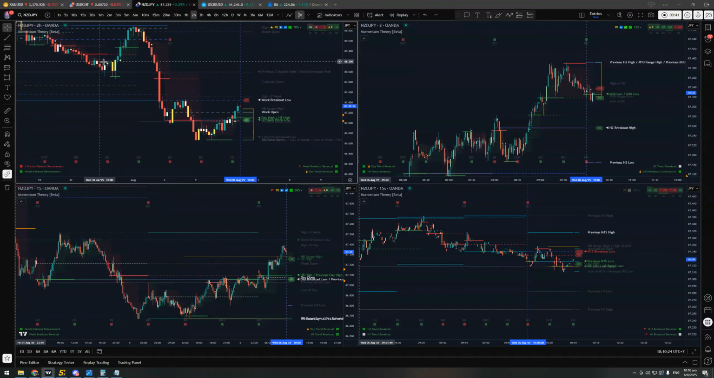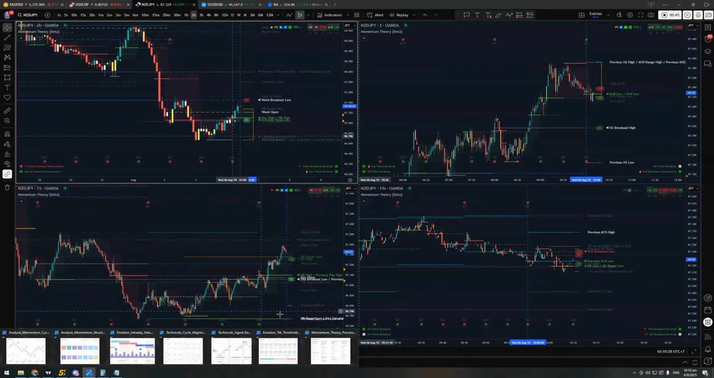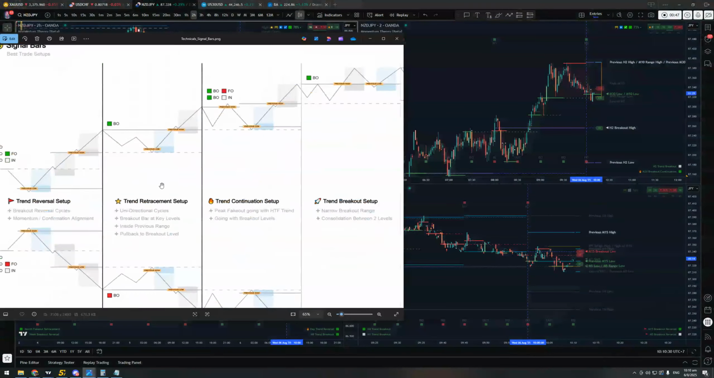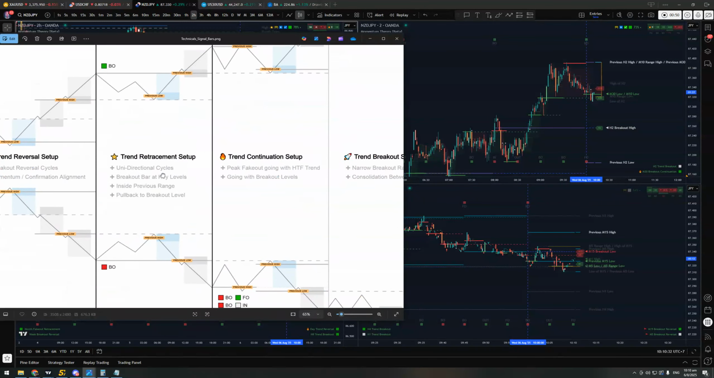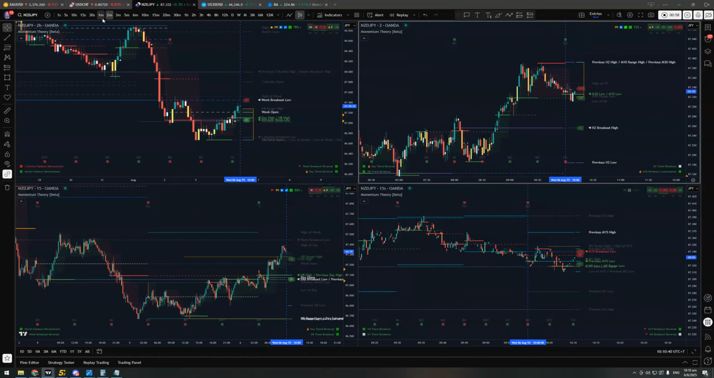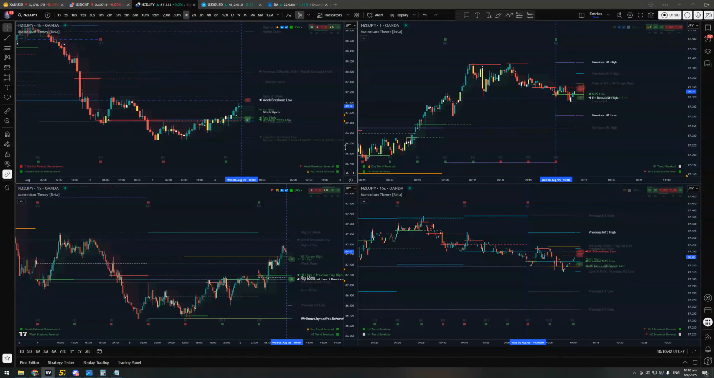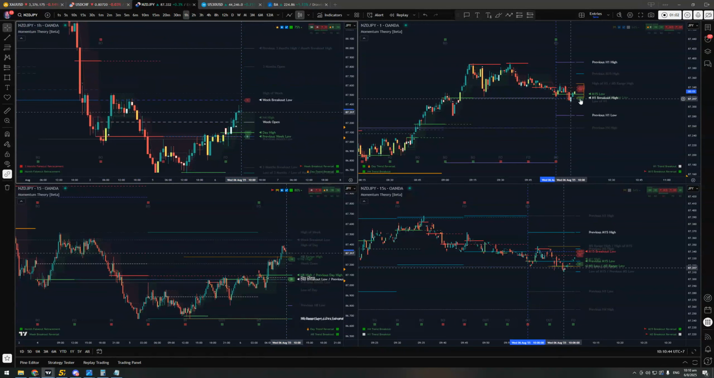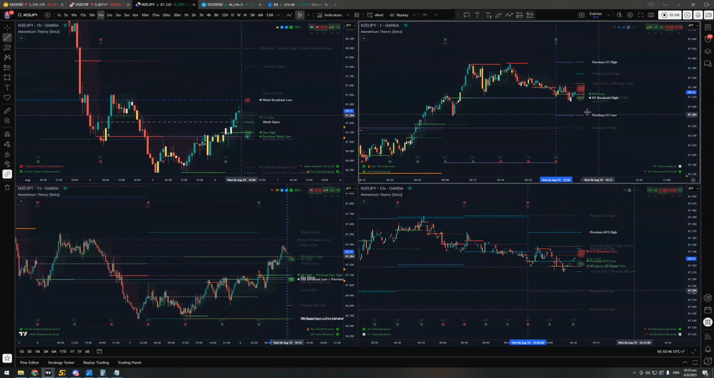Trend retracement on the H2. That star icon is a trend retracement setup, and a trend retracement setup I'm looking for is this move right here: breakout bar, retrace back to the breakout level, fake out, and then take it back up. This is a little bit too far, so let me see the 1 hour here instead. 1 hour, the breakout level is better.